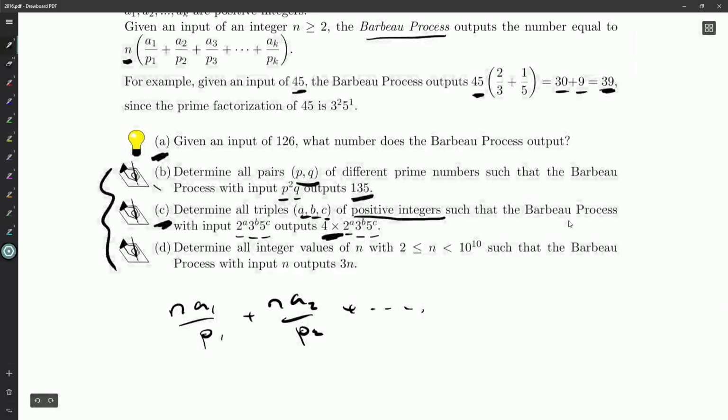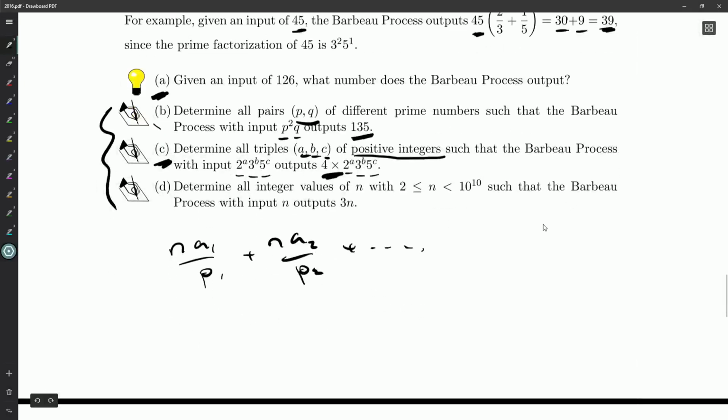Okay, we got one more part, and then that's going to wrap up the whole contest for us, actually. Determine all integer values of n with 2 less than or equal to n less than 10 to the 10, so that the Barbeau process with input n outputs 3n. Okay, so we almost saw this with the last one. We started with n, and you had 4n. So, well, how can we do 3n?